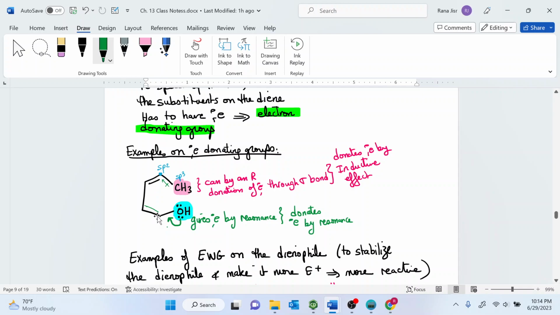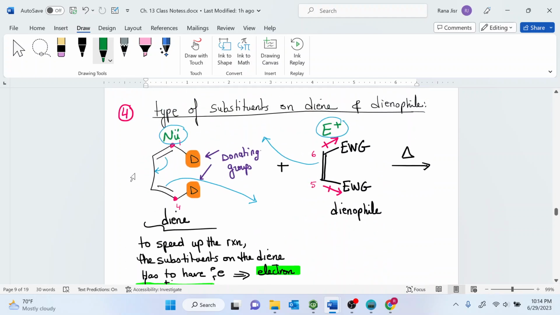And this is the whole idea for this reaction to proceed forward: the nucleophile needs to be more nucleophilic. The electrophile needs to be more electrophilic. So the electrophile needs to be electron deficient. To be electron deficient, you have to place on the double bonds, on the carbon of the double bonds, electron withdrawing groups. Those electron withdrawing groups are going to take electrons away from the double bonds.